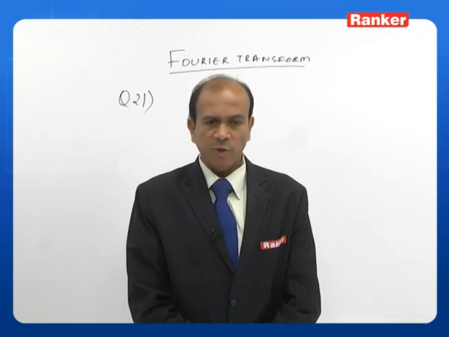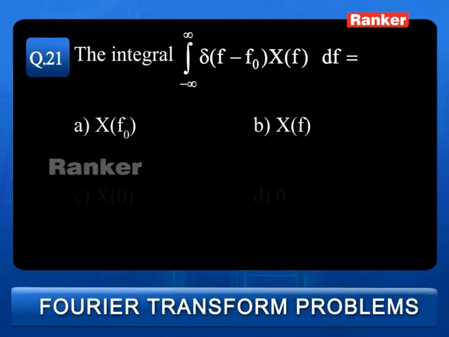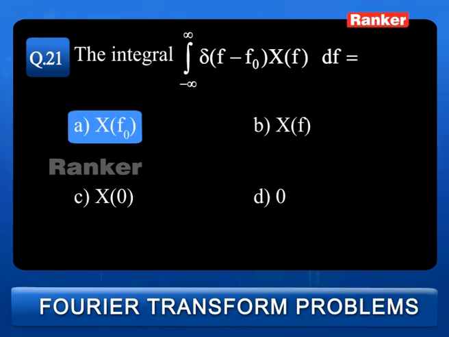Let us look at the question number 21. The integral minus infinity to plus infinity delta of f minus f naught into X of f df is equal to how much? That means we have to find out what is the integral for a function X of f multiplied by the delta function which is existing at f naught. What is the answer? A. X of f naught, B. X of f, C. X of 0 and D. 0. The answer is A, that is X of f naught.